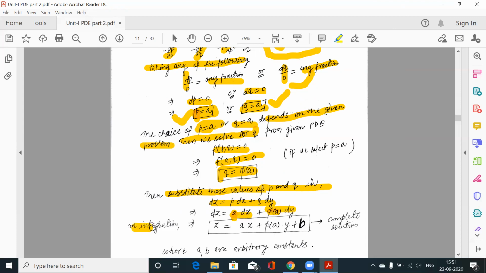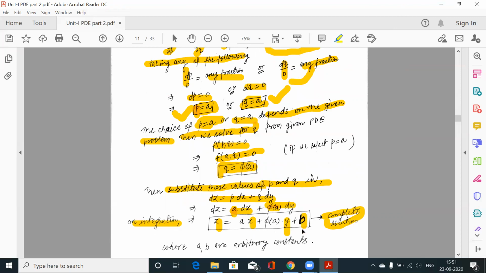So we apply integration. The dz integration is z, a dx integration is ax, dy integration is the function times y, and we add one integrating constant, and that is small b. So this is our complete solution, which contains two arbitrary constants, a and small b.